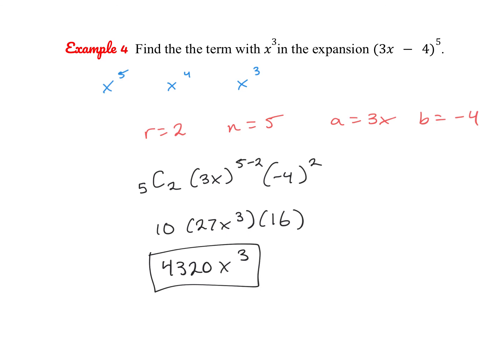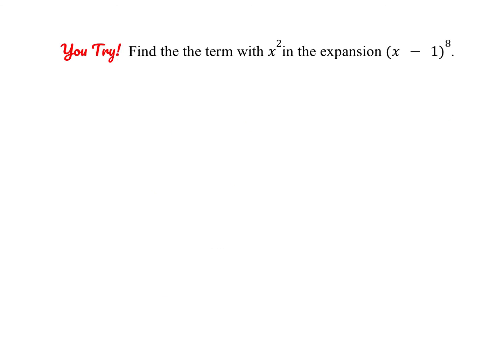So again, it's the same idea. We're still using that same formula as the last two examples. It's just a different way of wording it. Instead of saying, oh, find the third term, we're saying find the term with x cubed. All right, and then here is our last example for this video. So please pause the video and give it a try.